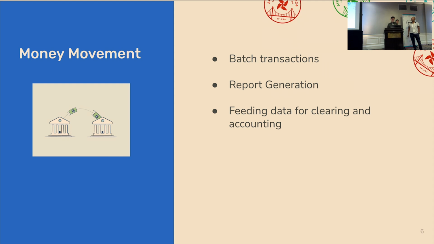And the next use case is money movement. We have thousands of transactions happening every day between banks and the Robinhood cash accounts. We need to do batch transactions between them. After that, we do report generation, which is also triggered by Airflow. And meanwhile, we feed our data for clearing and accounting usage.